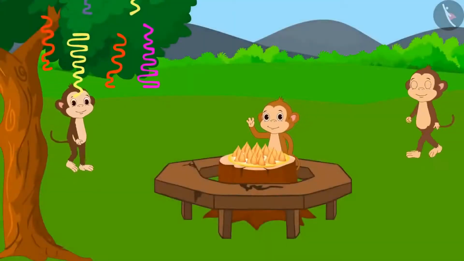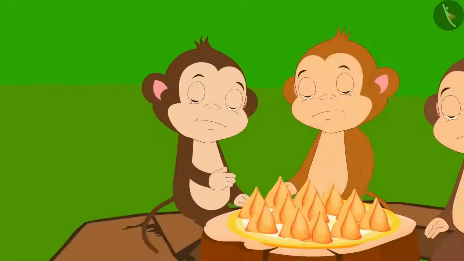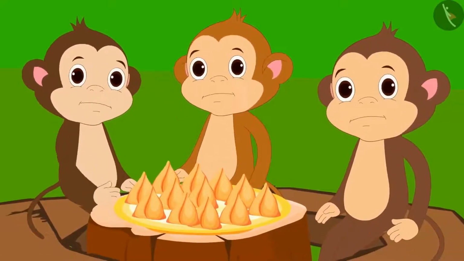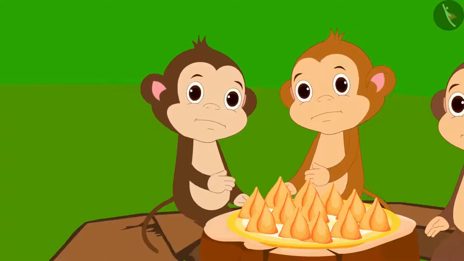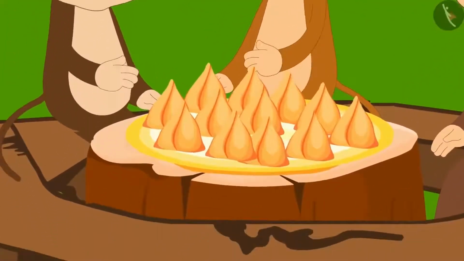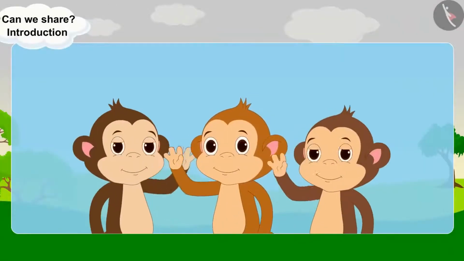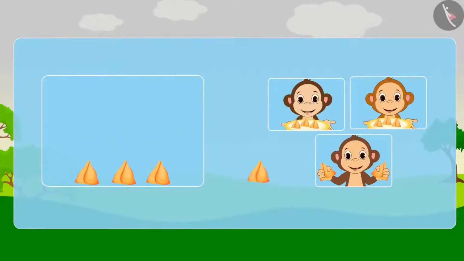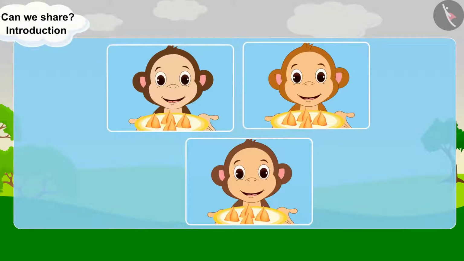Let us see what the monkeys are doing at the party. 3 monkeys started feeling hungry at the party. They saw 12 samosas on the table. Can you help divide 12 samosas equally among 3 monkeys? Let's do it together. Yes, every monkey will get 4 samosas here.